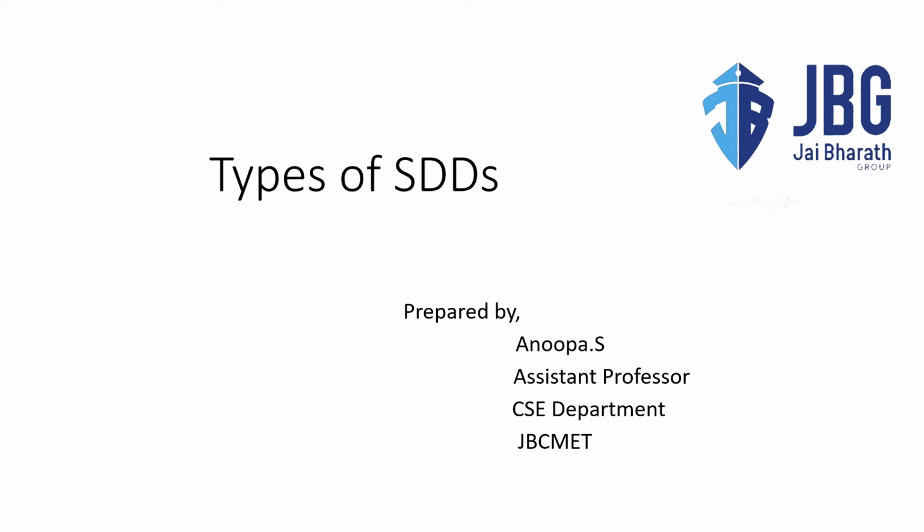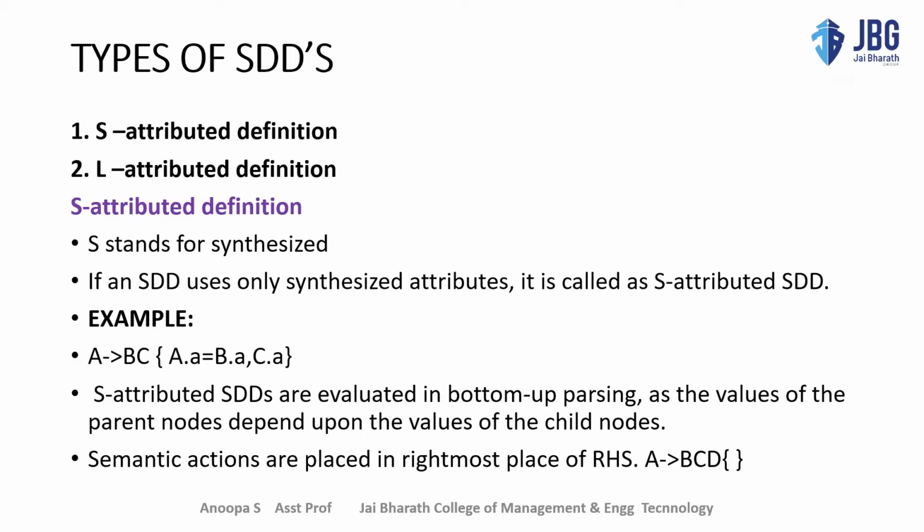Hi all, hope you have gone through the previous tutorial covering the need for semantic analysis, semantic errors, syntax directed definitions, what an attribute grammar is, and the types of attributes like inherited attributes, synthesized attributes, annotated parse trees, etc. This tutorial is a continuation of that, and in this tutorial we'll be discussing the different types of SDDs. Now we can have two types of SDDs.